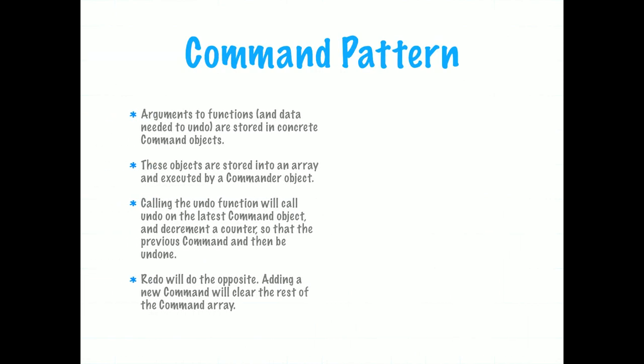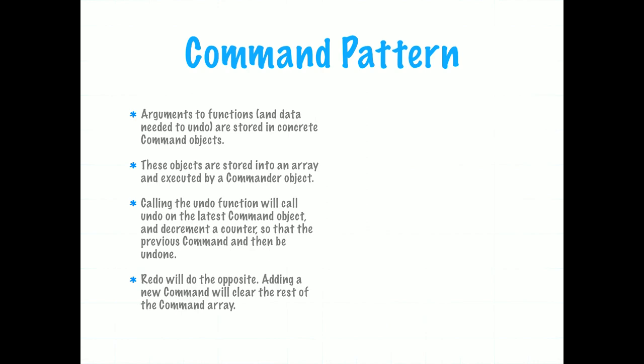So this is interesting. What we're going to do is make an object that represents a function call, and it's actually going to call that function at some point within itself. But most importantly, this object is going to store all of the arguments that the function needs. And then it's going to store all of the data or arguments that the function would need to undo itself. And you're just going to store that in a command object. Then you have a commander object, which keeps track of all this, your undo, redo stack, if you will. It is actually supposed to use a stack.